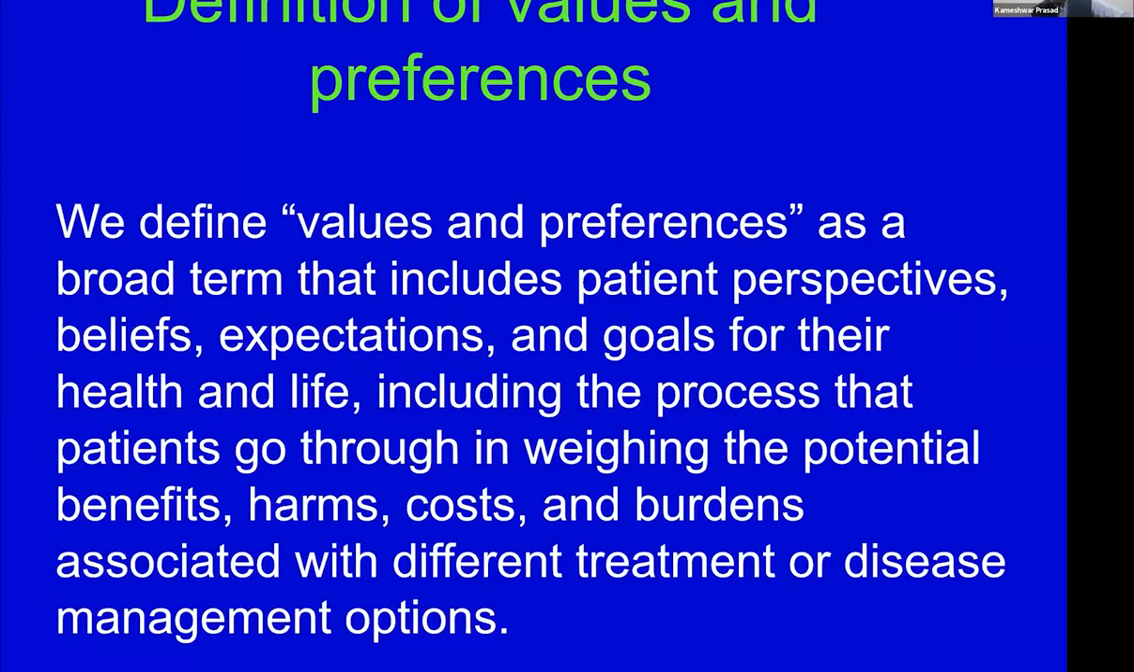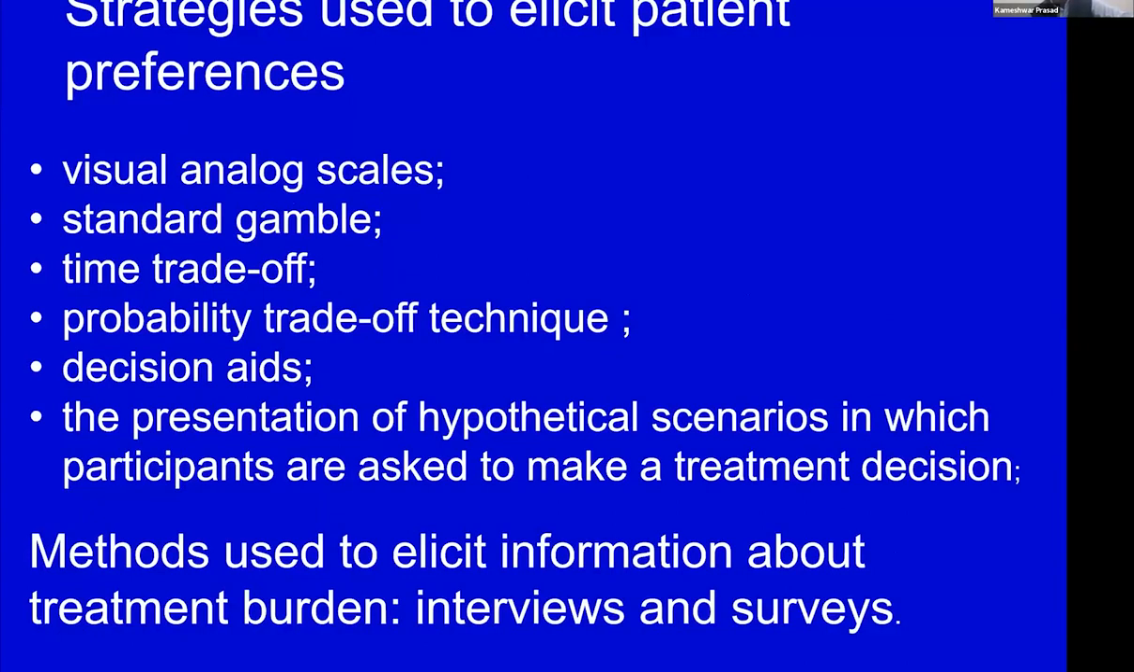And when we say values and preferences, it is a broad term which includes the patient's perspective, beliefs, expectations, and goals for their health and life, which in a way takes into account benefits, harm, cost, and burden associated with different treatment and management options. These values and preferences may be determined using several strategies, which obviously is beyond the scope of my talk, but you may use several techniques, time trade-off, standard gamble, and so on.